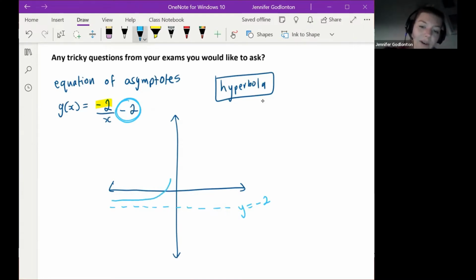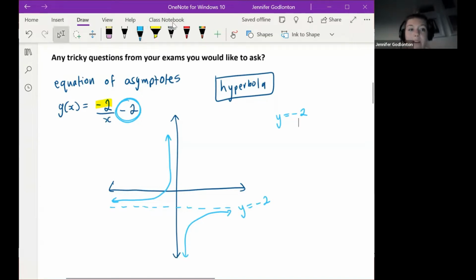So I'm going to have an arm that looks like that, and an arm that looks like that, and then I've got that asymptote at y is equal to -2. But a hyperbola has two asymptotes, and that is one of them. What is my second asymptote in this picture? It's always the same for a hyperbola in grade 10. Yes, guys, x is equal to 0. So those would be the equations of the asymptotes for that function. Does that answer what you were wanting? Yes, ma'am. Thank you. Awesome.